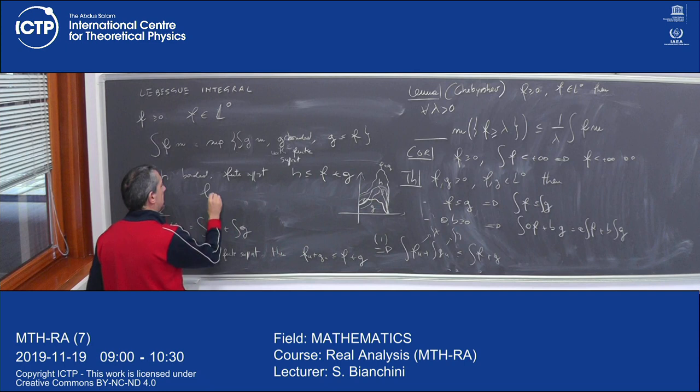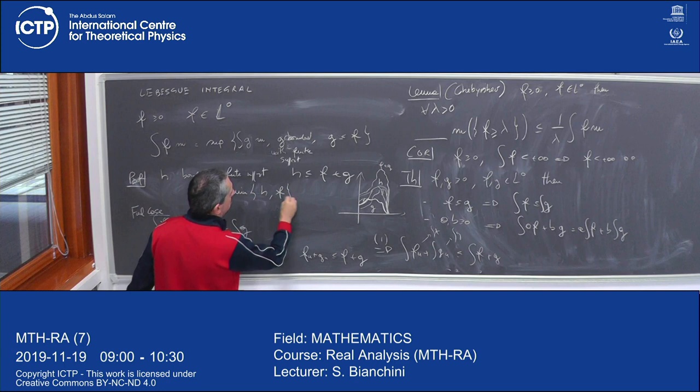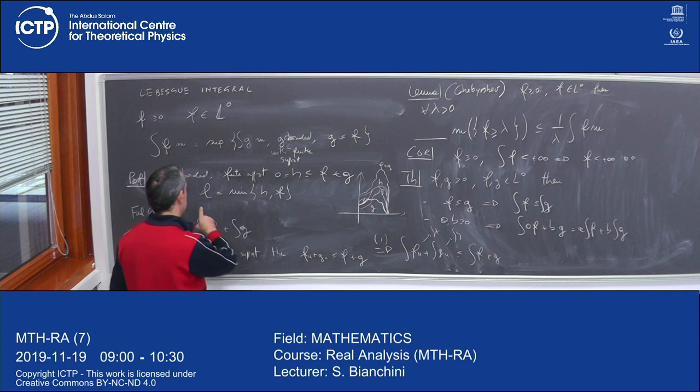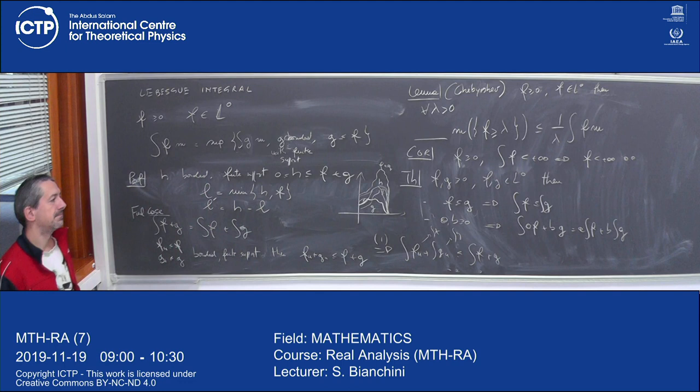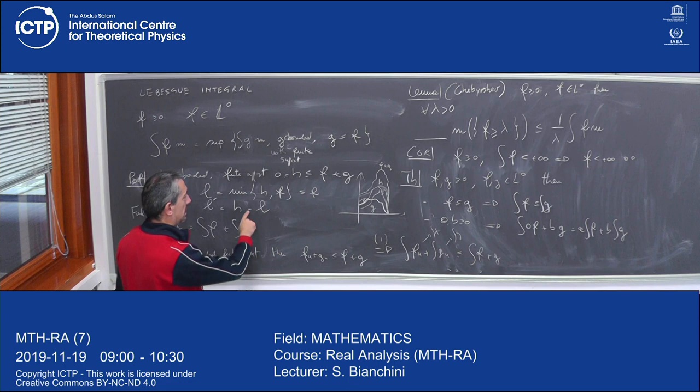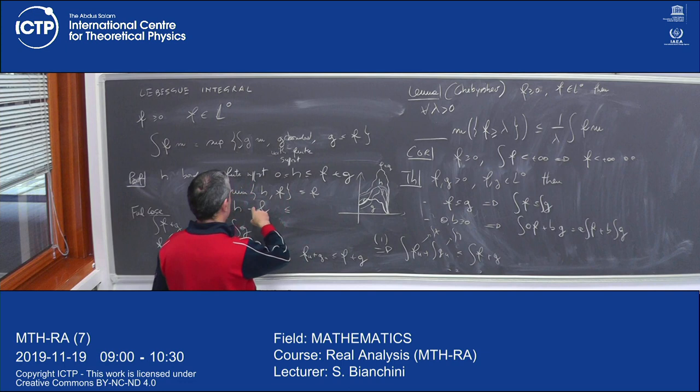So L is equal to the minimum of h and f. And now I have the other function, which is going to be 0, let's say. Then I have L prime, I say, h minus L. This is clearly less or equal than f, and now let's see, h minus L. I'm saying that this is less or equal than g.